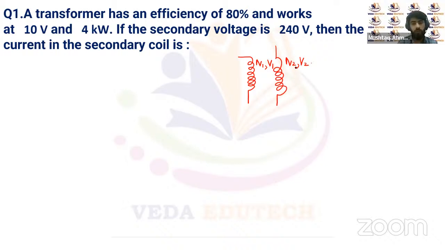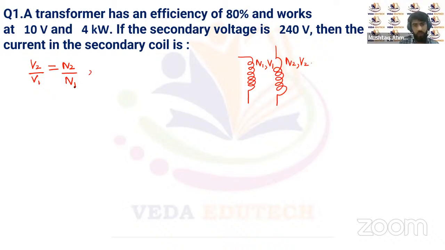So the ratio of the voltage between the secondary coil and the primary coil depends upon the number of turns in the primary coil and the secondary coil. So V2 upon V1 will always be equal to the number of turns in the secondary coil divided by the number of turns in the primary coil. So V2 upon V1 is always equal to N2 upon N1.